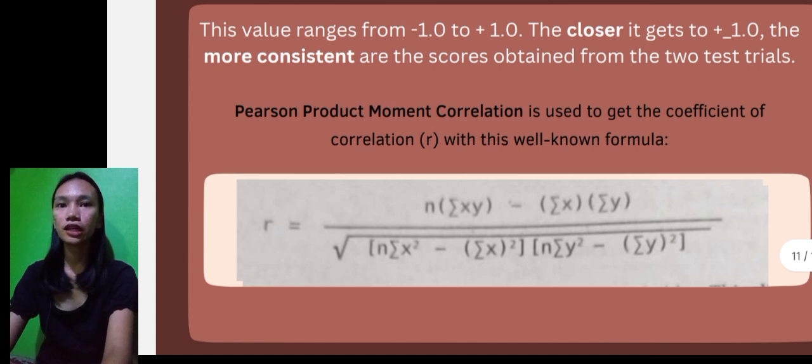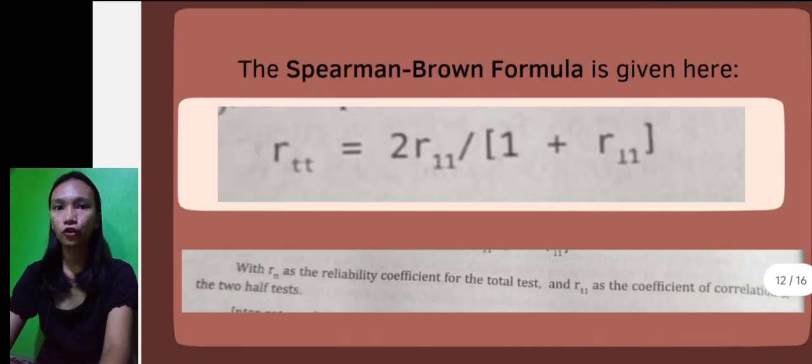With only a single administration, split-half reliability is workable. This divides the test into two halves using the odd-even split. All the odd-numbered items make up form A, while the even-numbered items compose form B. The coefficient of correlation between the two half tests is obtained using the Pearson product moment correlation, with the Spearman-Brown formula applied to estimate the correlation of the full test.